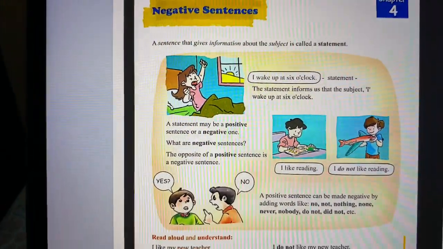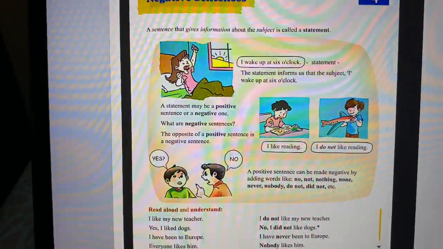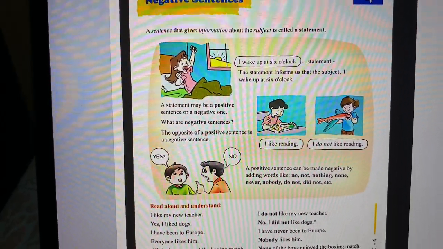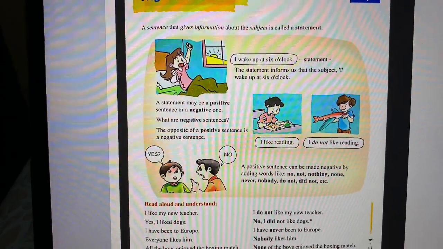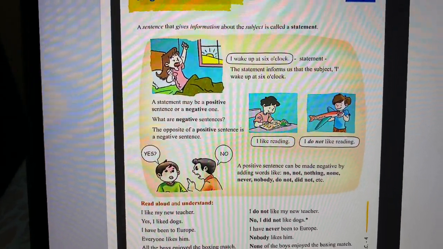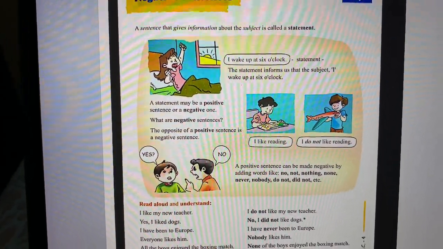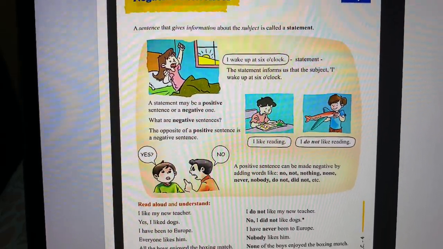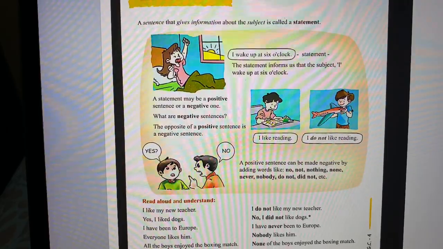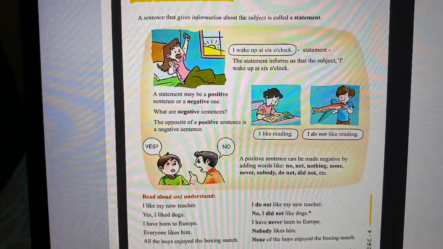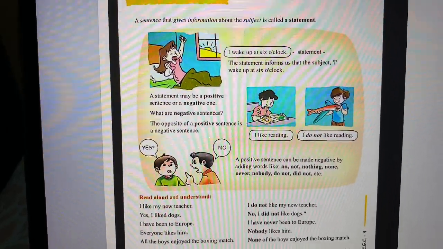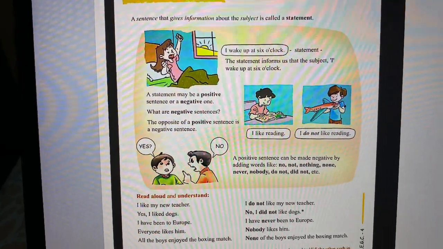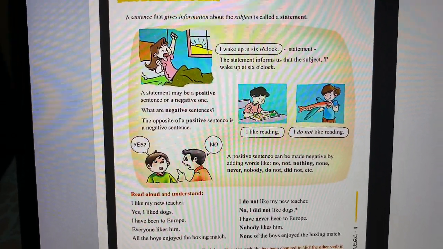So over here it says, a sentence that gives information about the subject is called a statement. I wake up at 6 o'clock. This is a statement. The statement informs us that the subject I wakes up at 6 o'clock, right? The next part says a statement may be a positive sentence or a negative one. What are negative sentences? The opposite of a positive sentence is a negative sentence.